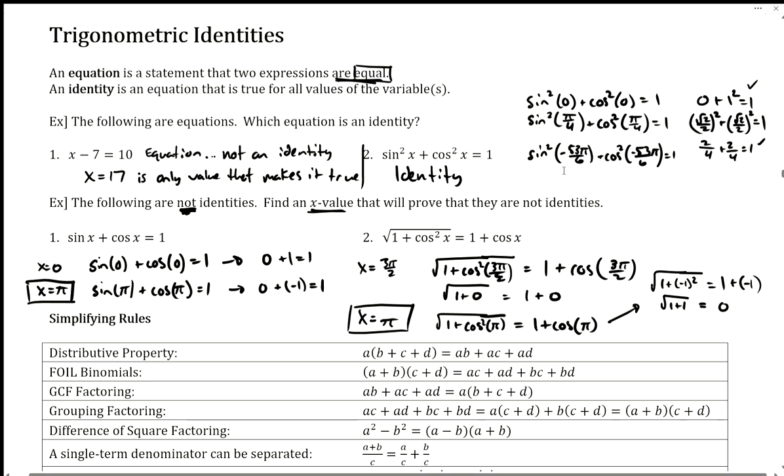An identity means it is always going to be true for any x value. So there's our introduction.